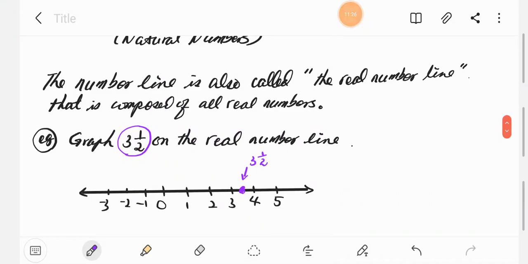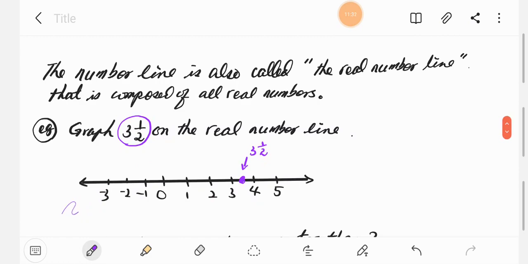Alright, so how about this: can you plot negative 2.5? Where's negative 2.5? Okay, negative 2 is over here, right? And negative 2.5 is less than negative 2 because it's to the left of negative 2. So negative 2.5 is between negative 2 and negative 3. This is the location of negative 2.5.